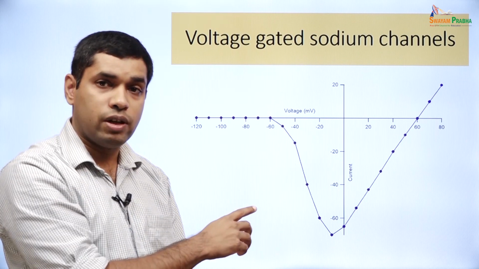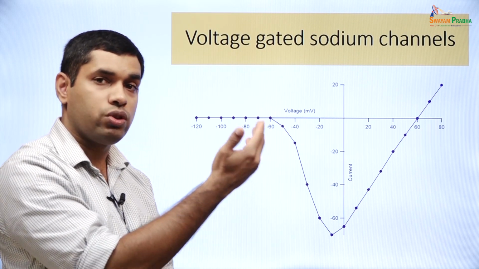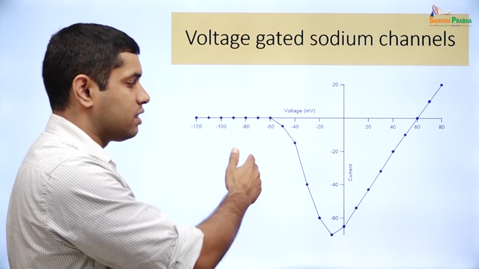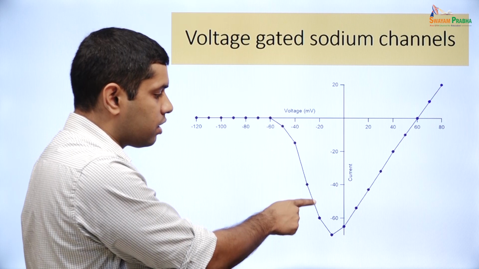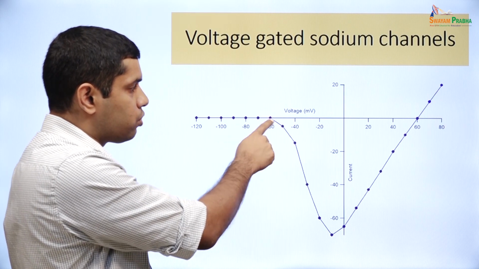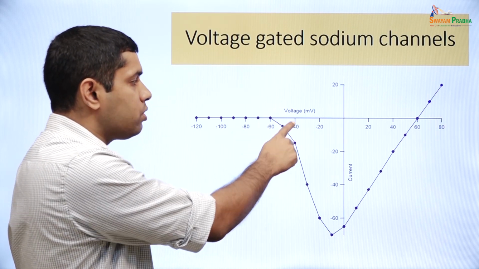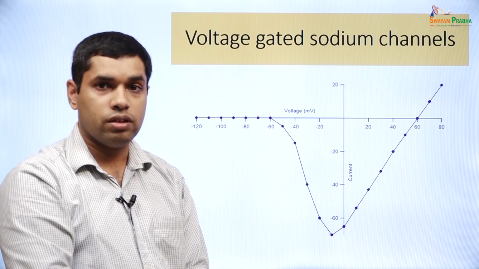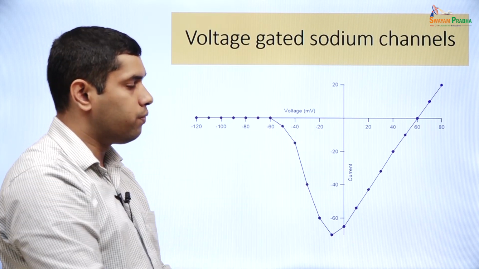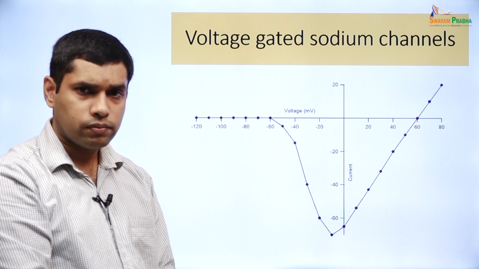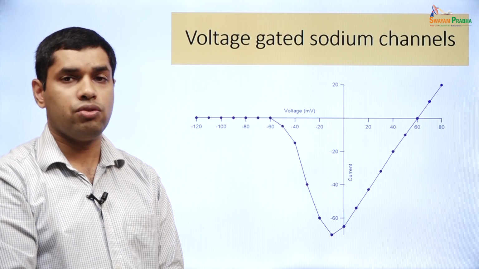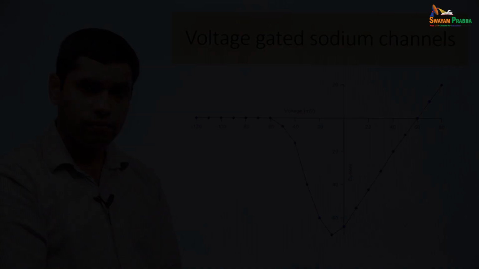And as we talked about the convention, when sodium enters in, an inward current is shown as a negative deflection, so you start seeing the current developing. So this shows you that the channel was opened with voltage. So this is a typical IV profile, or a current-voltage profile, of a voltage-gated sodium channel. You will learn more about the voltage-gated sodium channels when you discuss the neuronal action potential.